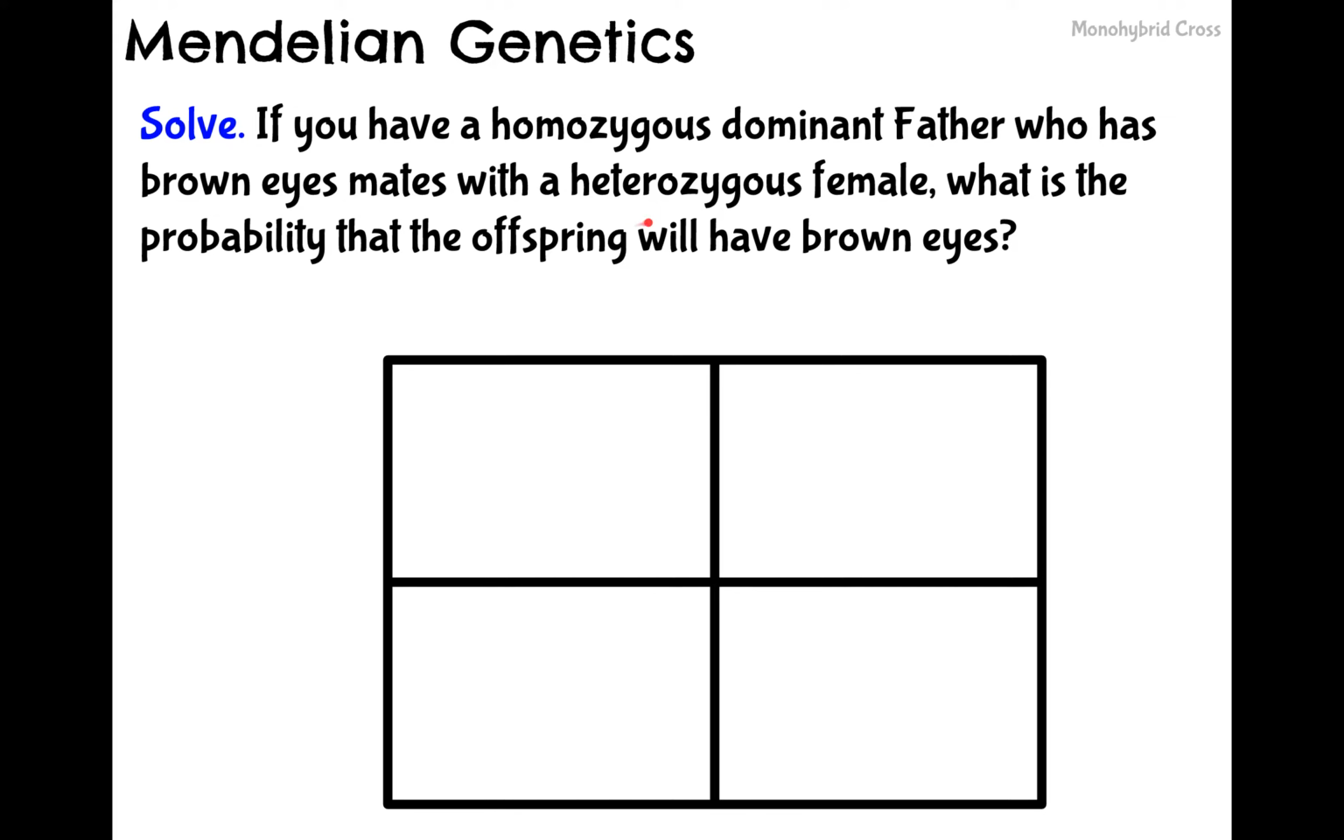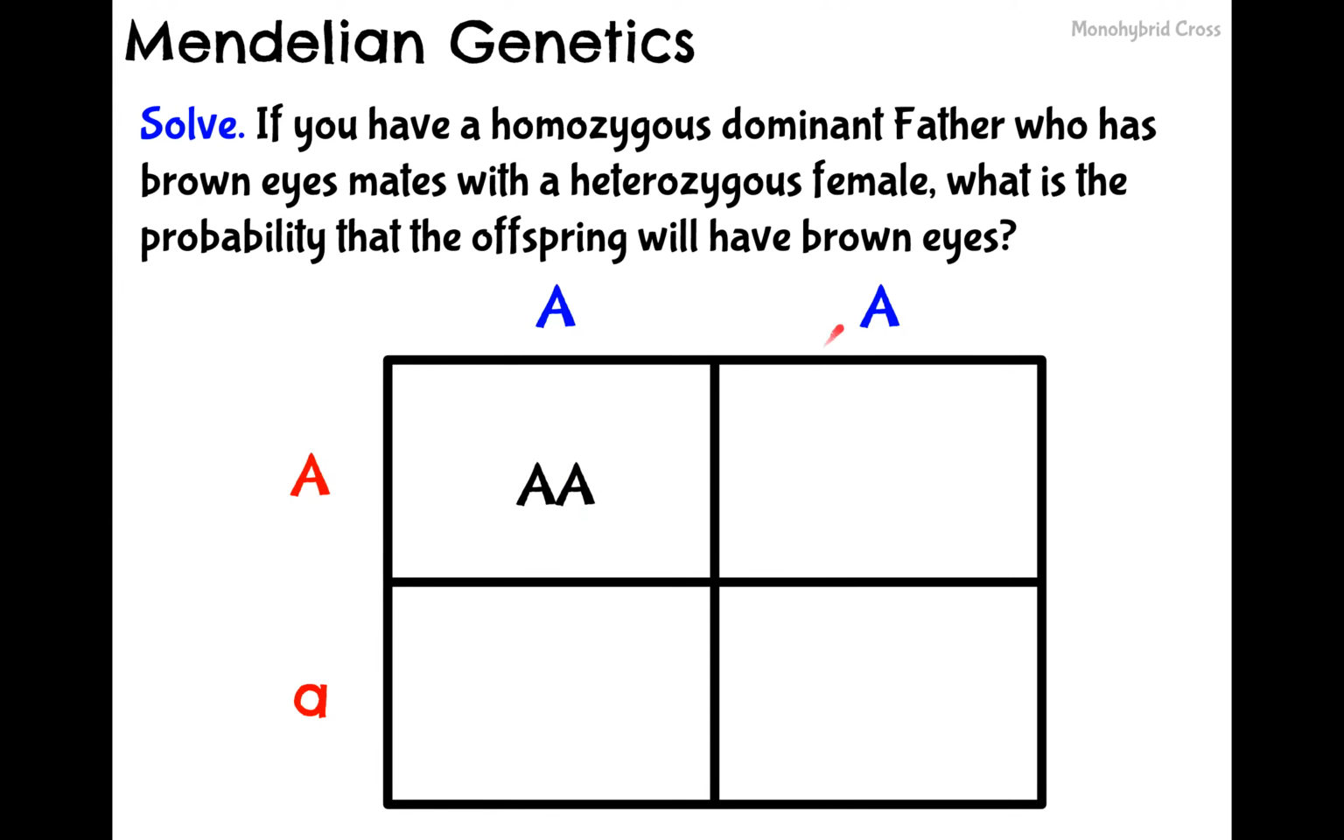But again, let's go back to the father's alleles, because remember, the father's alleles are going to go here. So he's homozygous dominant. Homo meaning same, zygous, and then dominant, so we're going to have a capital letter and a capital letter for the dad. The female is heterozygous, so she's going to be one capital letter, one lowercase letter. Now, how we complete a Punnett square is you're actually going to bring the two letters into this box. So I'm going to bring this letter here, and I will get something that looks like this.